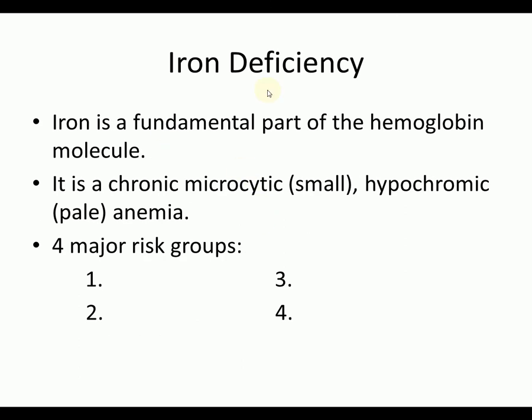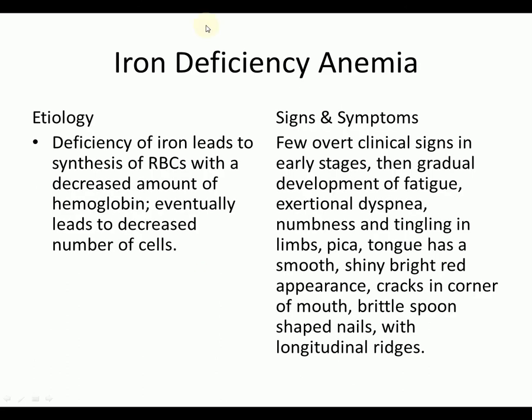Iron is a functional part of the hemoglobin molecule. Iron deficiency anemia is a chronic, microcytic (small), hypochromatic (pale) anemia. You have 4 major risk groups. Let's see if you can name those.